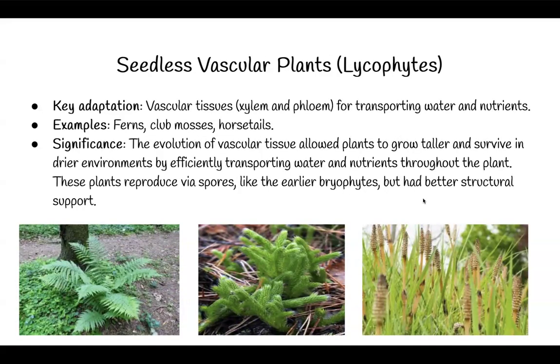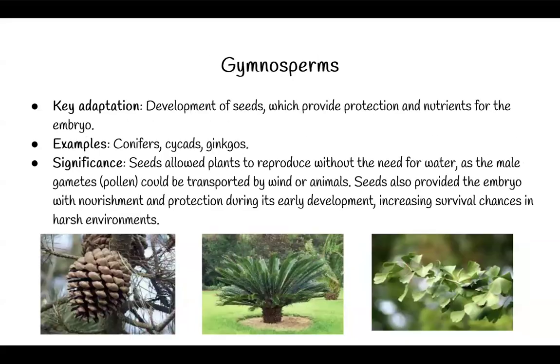Next we have the lycophytes, which are the seedless vascular plants, and their key adaptations include vascular tissues such as the xylem and the phloem for transporting water and nutrients. And examples include ferns, club mosses, and horsetails, and those are shown down below. And the significance of these is that the evolution of vascular tissue allowed plants to grow taller and survive in drier environments by efficiently transporting water and nutrients throughout the plant. These plants reproduce via spores like the earlier bryophytes, but had better structural support for survival.